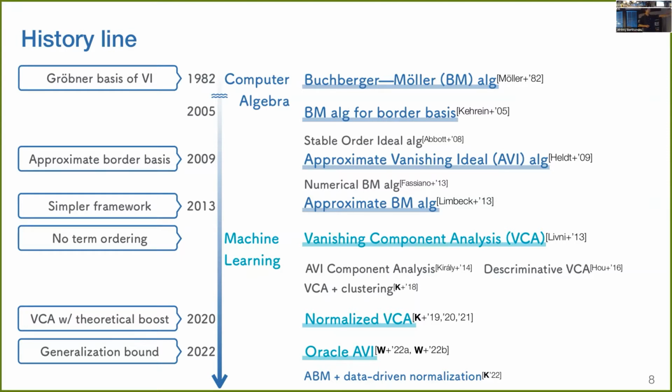And after that, there have been several works in machine learning, and very recently, I proposed some variant of vanishing component analysis, and Elias and I proved some nice generalization bound, which gives some guarantee that if you fit your training data well, then you have some guarantee that it also fits well to some future samples.